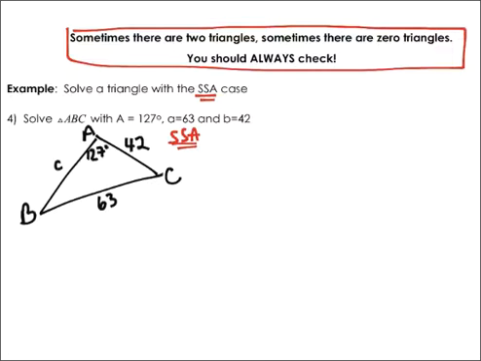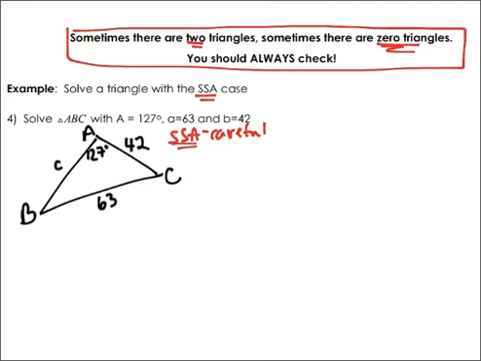Alright, so if you have this case, I'm always going to say be careful, because it's possible that you might end up with two triangles with this given information. It's also possible that it might not work and you'll have 0 triangles, or you'll just be able to solve for 1. So you could get 1, 2, or no triangles. Alright, let's start with the given information.